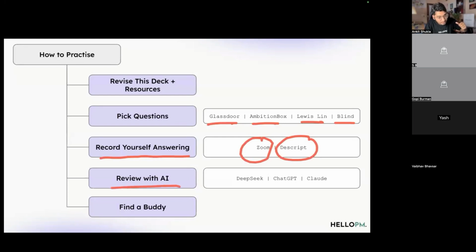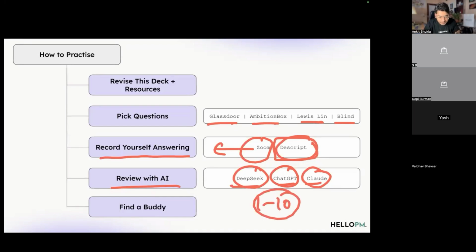Review it by yourself, or take the transcript and get it reviewed by DeepSeek, ChatGPT, or Claude. If you're recording on Zoom, Zoom will give you the transcript, or you can upload it on YouTube as a private video and then get the transcript. Or there are multiple software such as Descript, which will allow you to record and will also get you the transcript. Once you get the transcript, give it to DeepSeek, ChatGPT, or Claude, and ask: this is the question, this is my answer, how would you rate it on a scale of 1 to 10? It will give you 7 or 8 and it will give you suggestions.